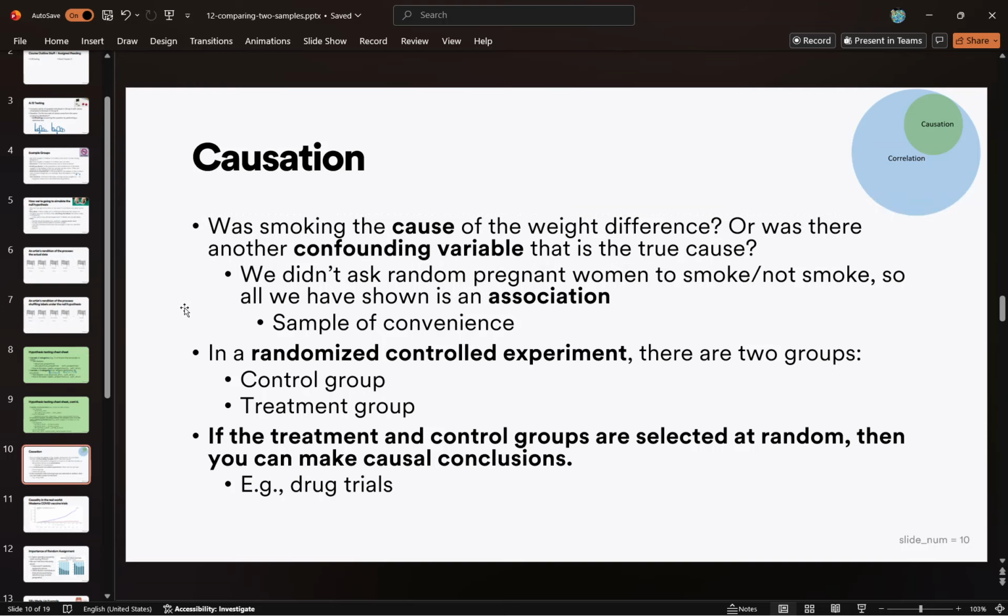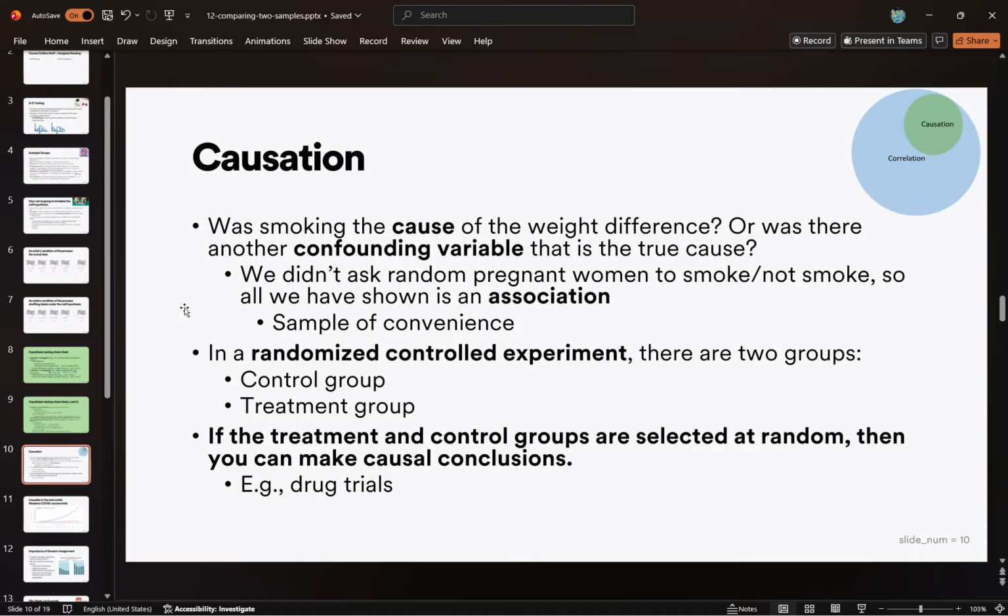And so the answer right now is we don't know. We are forced to conclude that there is legitimately a difference between smoking mothers and non-smoking mothers in terms of birth weight, but we can't say that smoking was the cause because we didn't do a randomized experiment. We didn't do one of those.